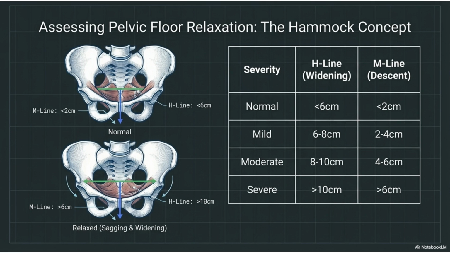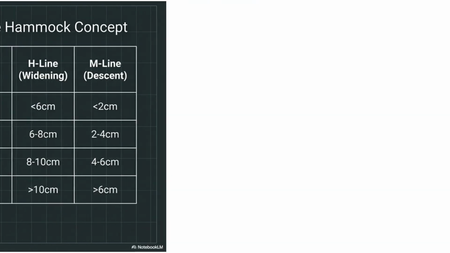Pelvic floor relaxation is assessed using the hammock concept. Normal H and M lines are less than 6 centimeters and 2 centimeters respectively. Increasing measurements indicate degrees of pelvic floor laxity, graded from mild to severe.